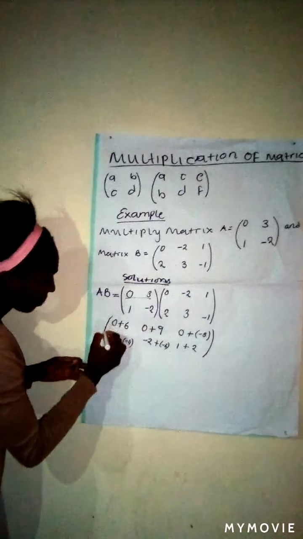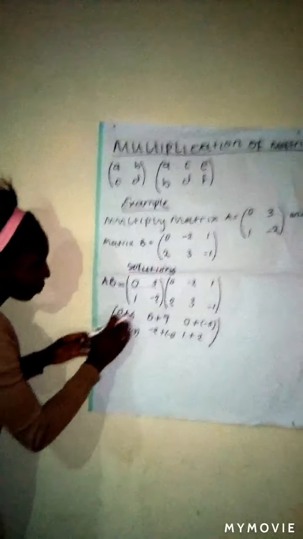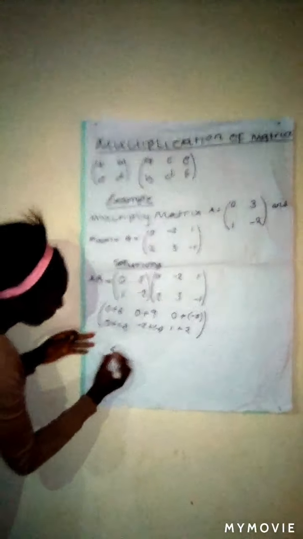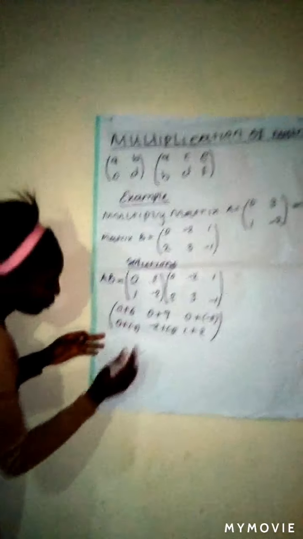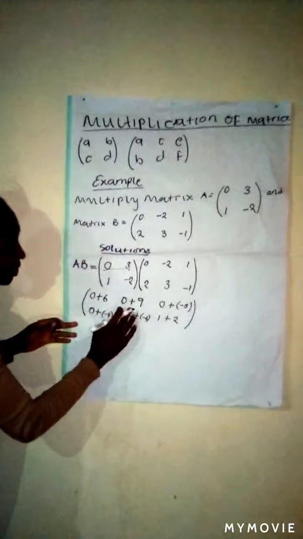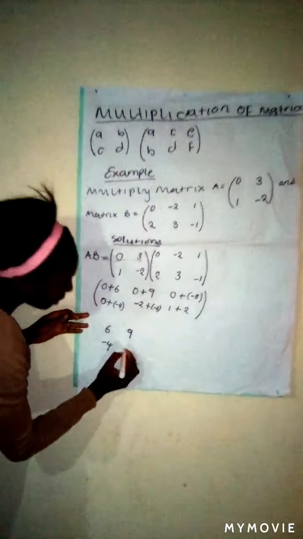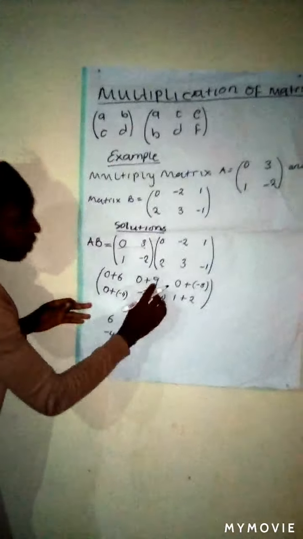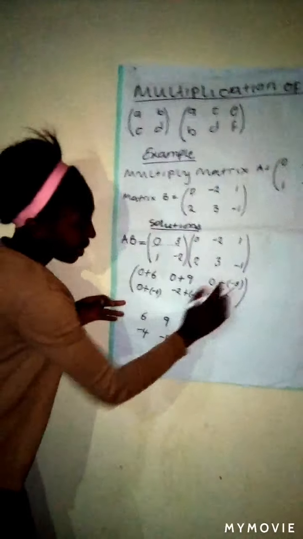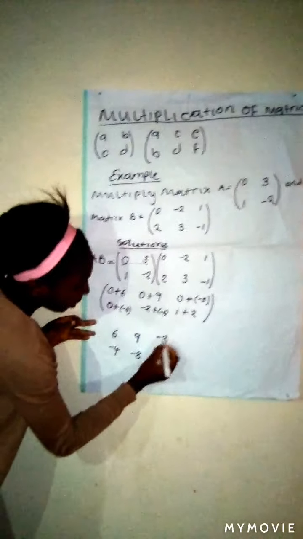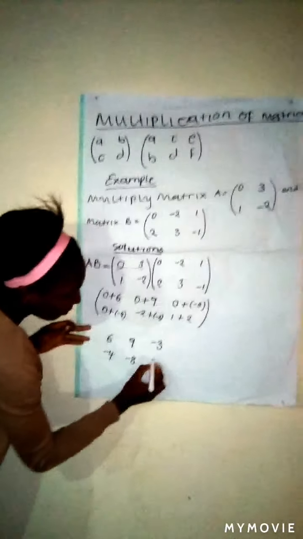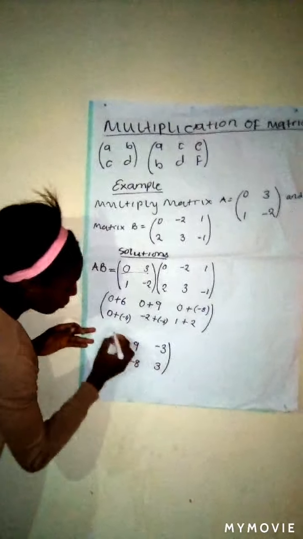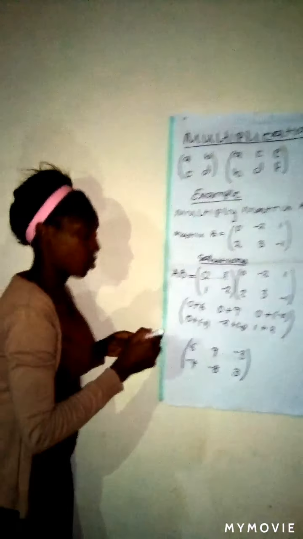From there, I add my numbers. 0 plus 6, I have a 6. Then 0 plus negative 4, I have a negative 4. 0 plus 9, I have a 9. Negative 2 plus negative 6, I have a negative 8. Then 0 plus negative 3, I have a negative 3. 1 plus 2, I have a 3. So that is the final solution for my matrix.